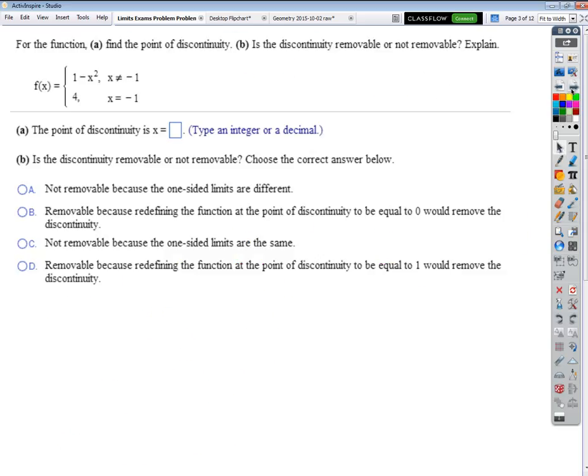Stuff like this, okay? So this is essentially all very, very similar stuff, right? We want to find, is there a point of discontinuity, yes or no, and is it removable?